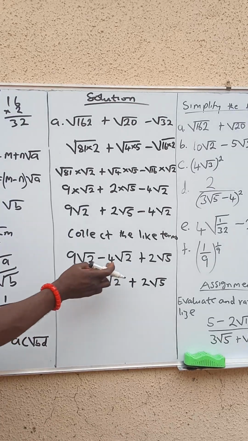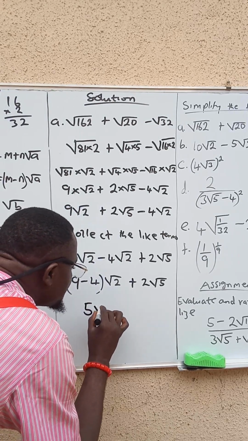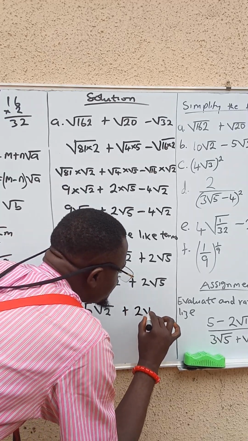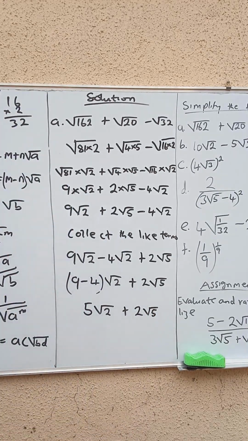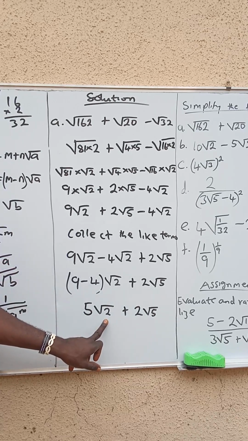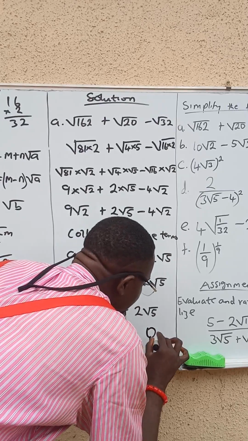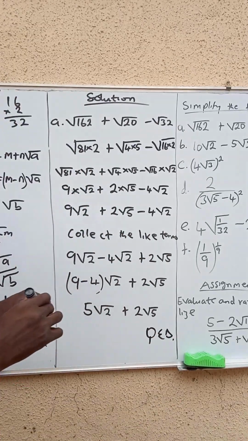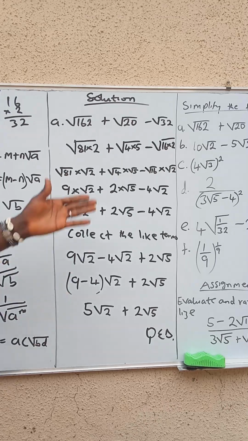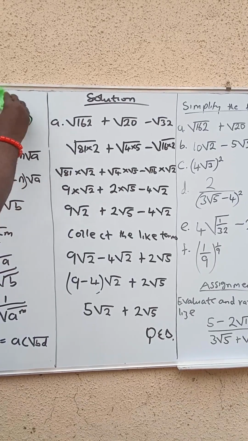Because root 5 is not the same thing as root 2. 9 minus 4 is 5. So I now have 5 root 2 plus 2 root 5. So at this juncture, since this one does not have the same value as this, you have finished your simplification. So you can now say quod erat demonstrandum, which simply means you have done justice to this. Good. So this is what I did from here, and I believe that I've done justice to them.